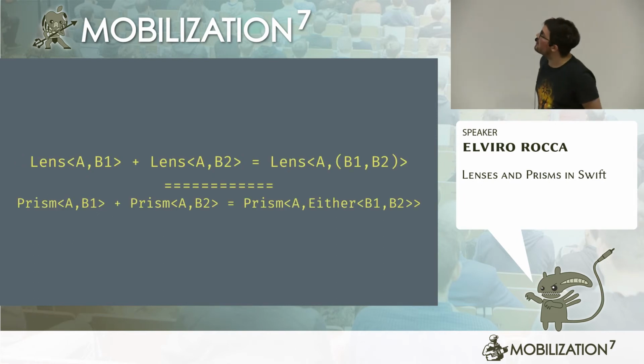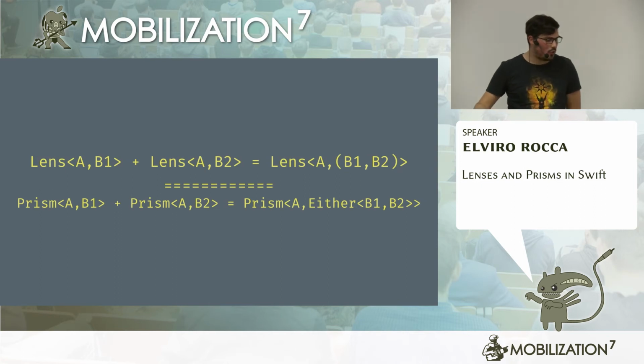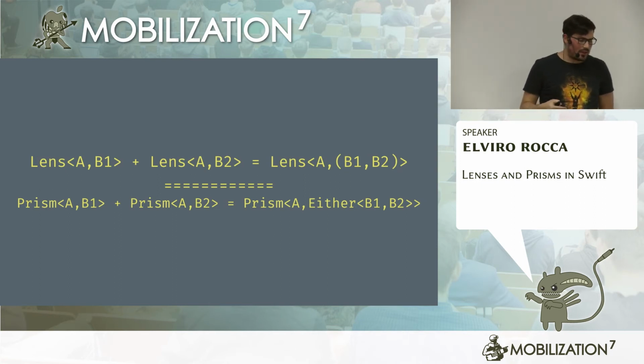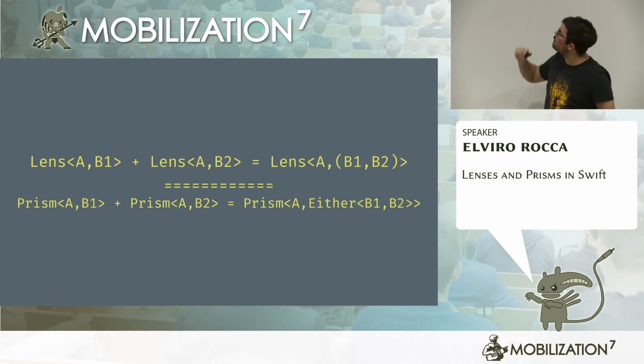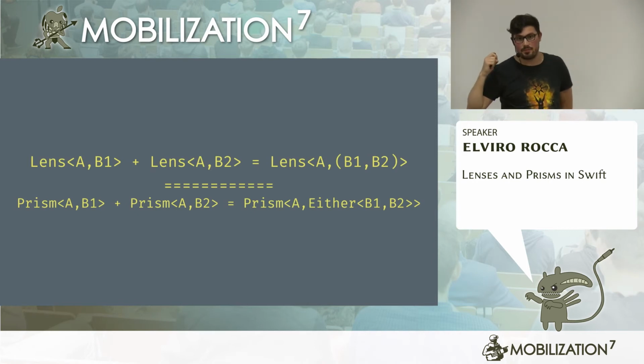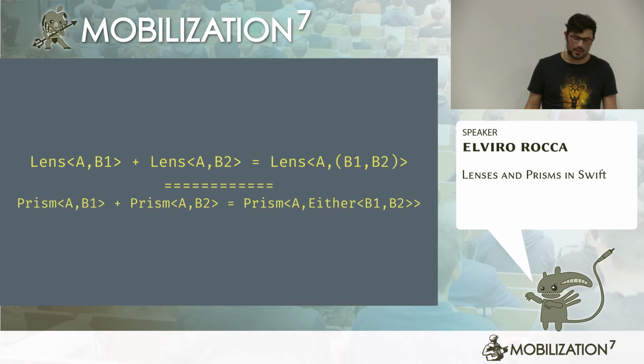I mean something like this. If we have a lens from A to B1 and a lens from A to B2, I would like to create a lens from A to both B1 and B2, to the tuple of the two types. Same for Prism, but instead of both types, we need an either type. So an either is just an enum with a left case and a right case, and it represents either B1 or B2. Can I do this?